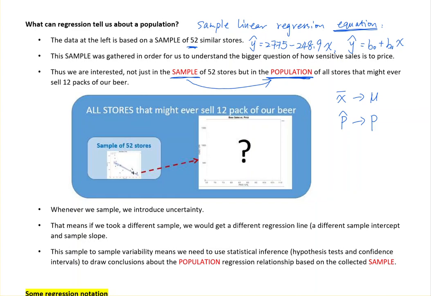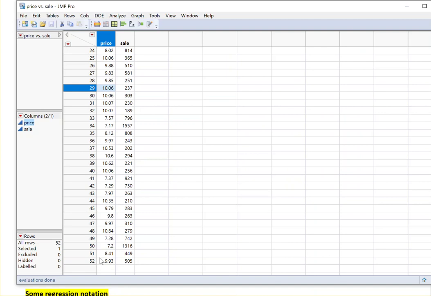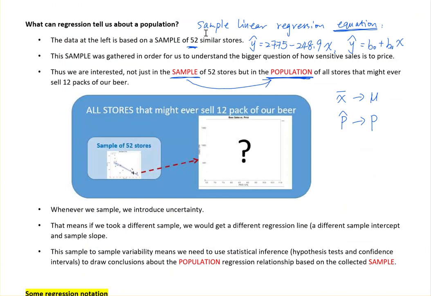Alright, so from the last video, we talked about some general ideas and concepts about simple linear regression, right? So we say we have a random sample of 52 stores, and for each store, I collected the price of the beer and how many 12 packs were sold in the store, right? Based on this sample, we got the simple linear regression equation, which is y hat equals 2775 minus 248.9x, or more generally, we say y hat equals b0 plus b1x.